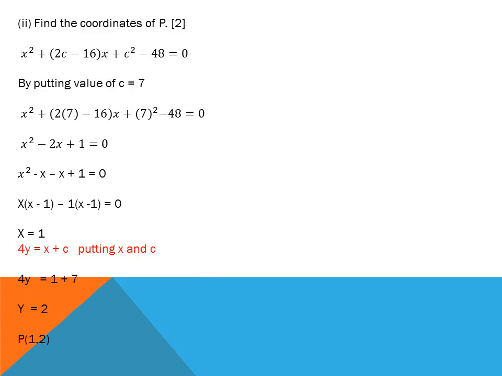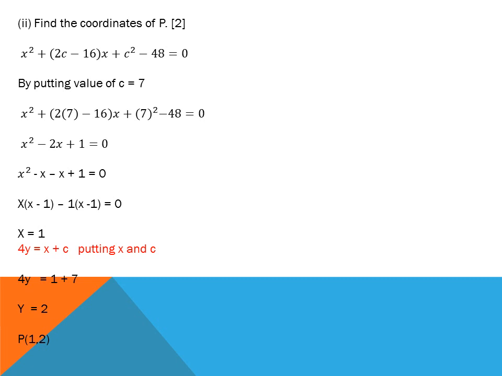In part 2, find the coordinates of P. When I find the value of c, I put it in the quadratic equation which I found in the previous part. c = 7. 2 into 7 becomes 14, 14 − 16 becomes −2, so x² − 2x + 1. I apply the middle-term break method here. You can also use the quadratic formula for your ease, but I applied the middle-term break.